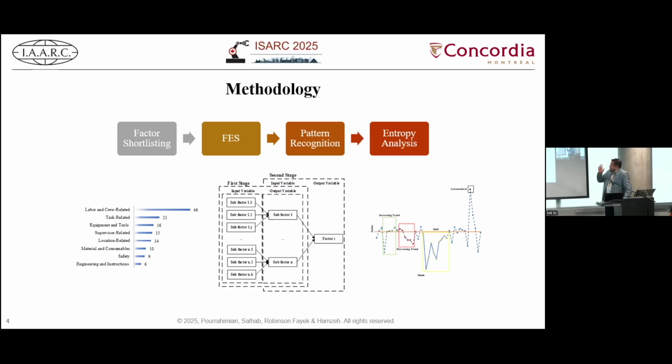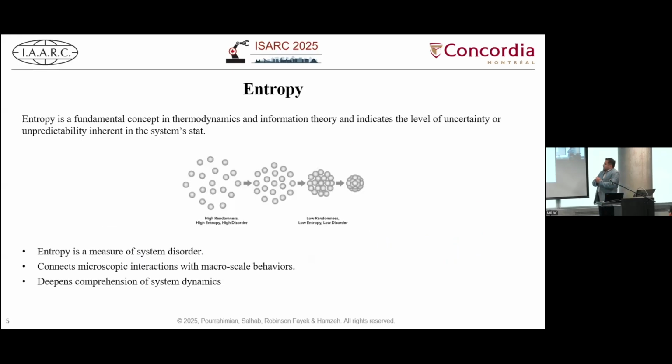The last step in our methodology is entropy analysis. Let me explain a little bit what we mean by entropy. Entropy is a fundamental concept in thermodynamics and information theory, and indicates the level of uncertainty and unpredictability in the system.